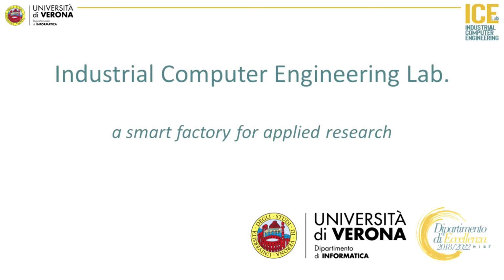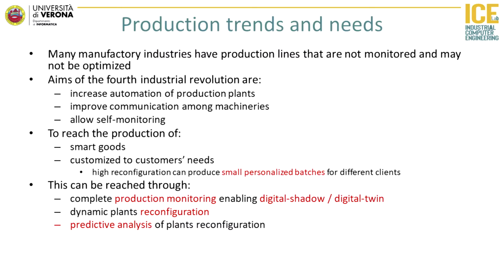In this video, we'll introduce you to the Industrial Computer Engineer Laboratory, a smart factory for applied research. Many manufacturing industries have production lines that are not monitored and may not be optimized. For these reasons, the aims of the Fourth Industrial Revolution are: increase automation of production plants, improve communication among machineries, and allow self-monitoring, to reach the production of smart goods customized to customers' needs.